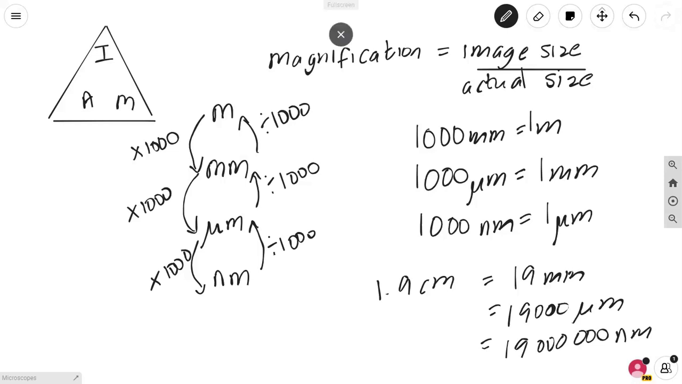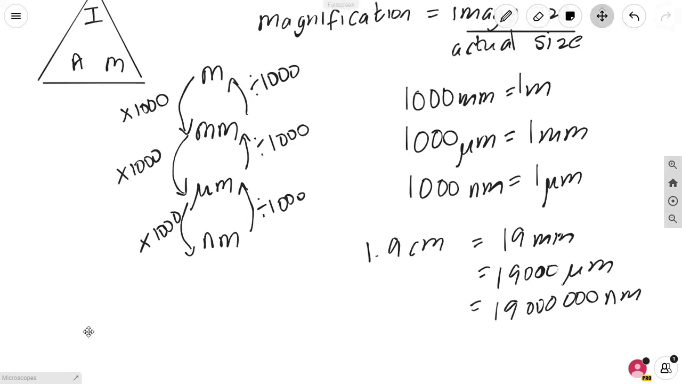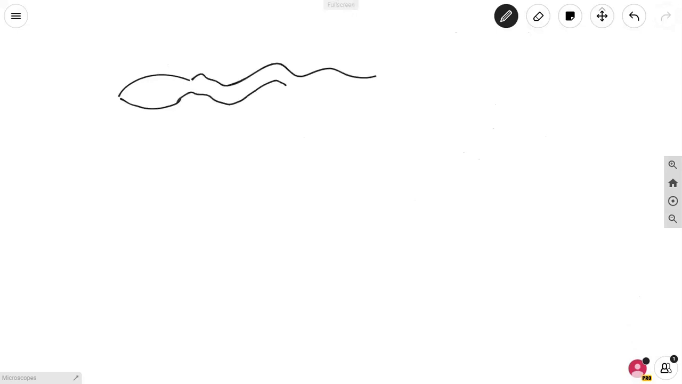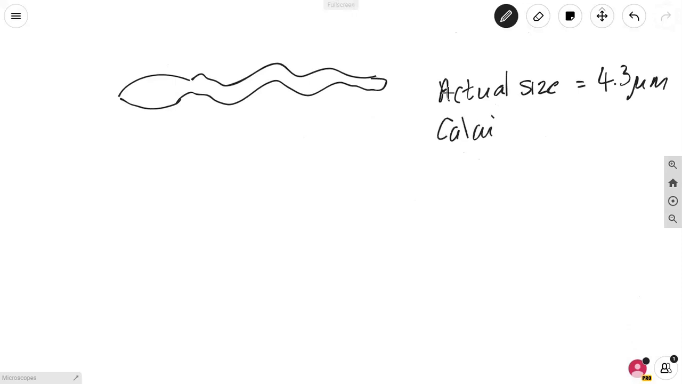Now, why is that important? Because they will give you things in the wrong order. So, for example, the first type of question seems relatively simple. I give you a picture of a sperm cell, and I say that the actual size is 4.3 micrometers, and I want you to calculate the magnification.